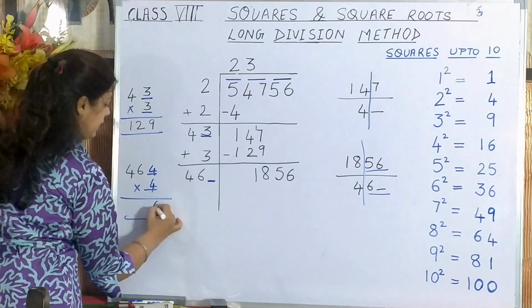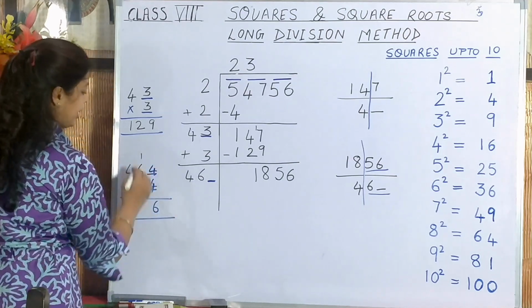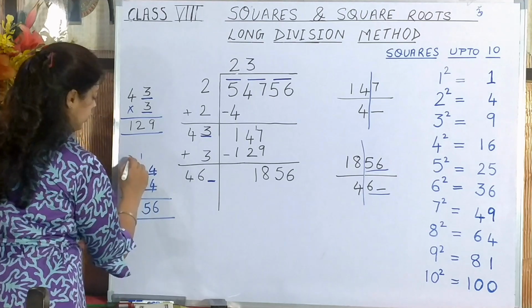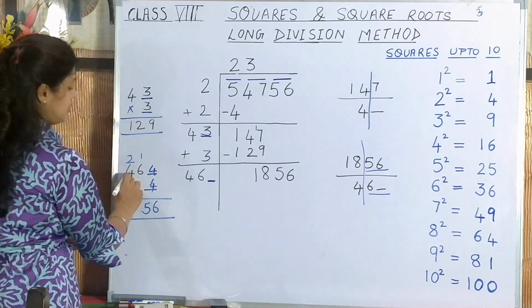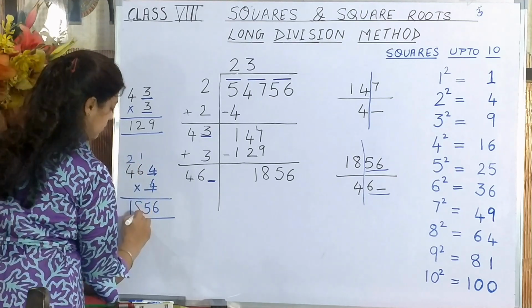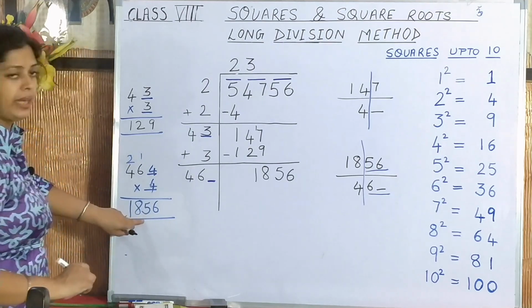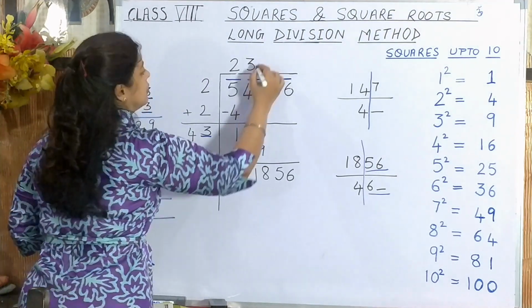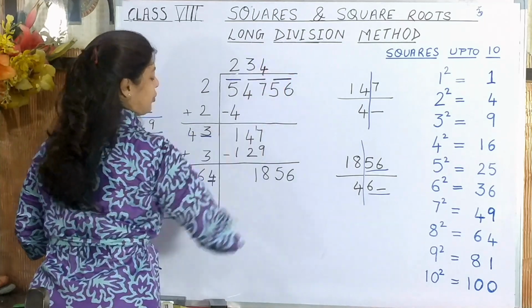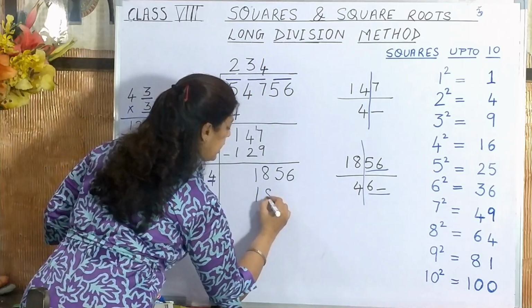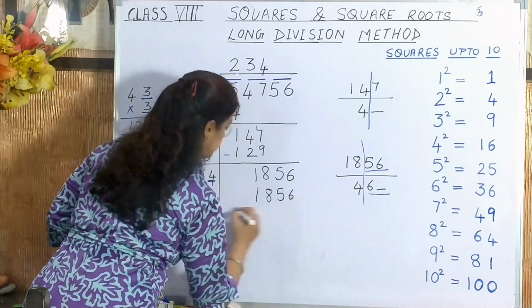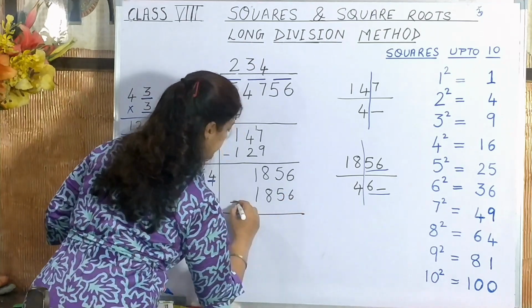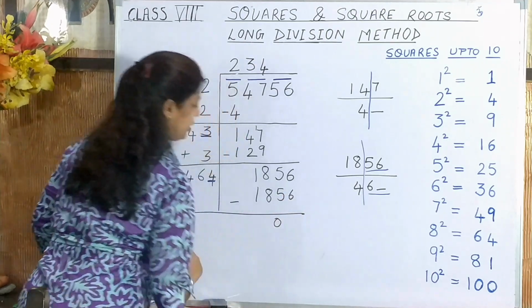4 4s are 16, carry 1, 4 6s are 24 and 1 is 25, carry 2, 4 4s are 16 and 2 is 18. So I get exactly 1856. I write here 4, in the quotient's place also I write 4, over here I write 1856, subtract, the remainder comes to be 0.